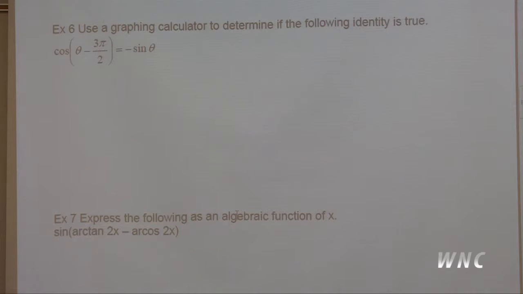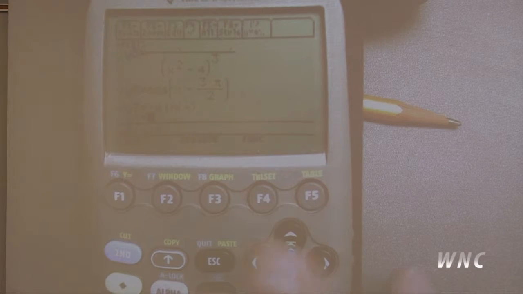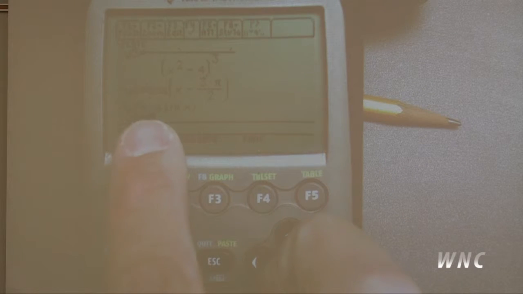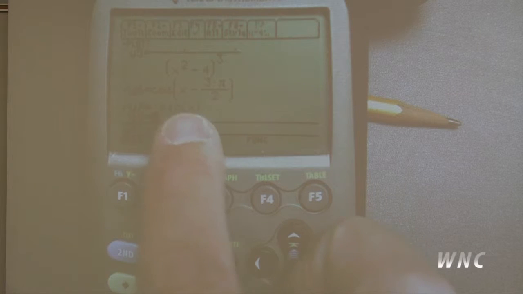And so let me program this in first. We have cosine of theta, in this case just x minus 3 pi divided by 2. I know you can't see this yet, you will in a second. And the next one's going to be negative sine of x. So we want to see on a graphing calculator that this is true. So let me go over here to this mode and you can see the calculator. So I programmed cosine of x minus 3 pi over 2 and negative sine x. So we're going to see they're going to line up on top of each other.